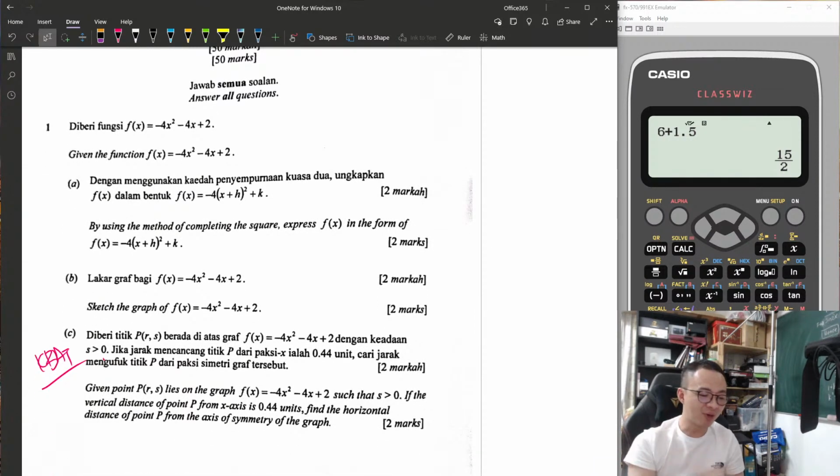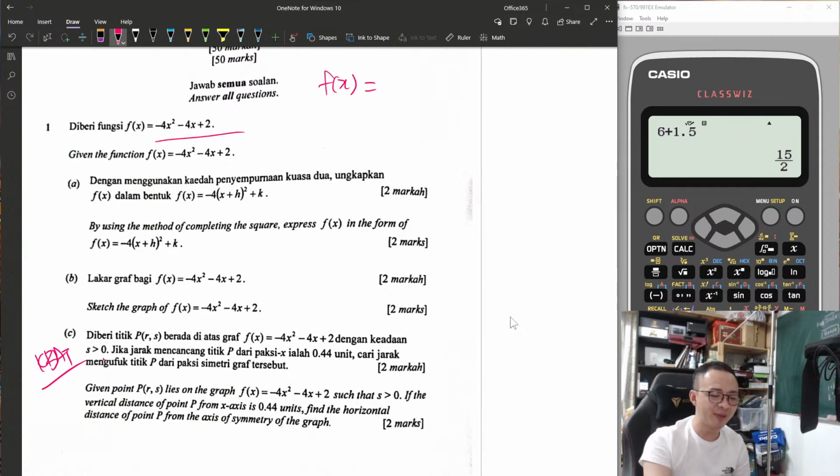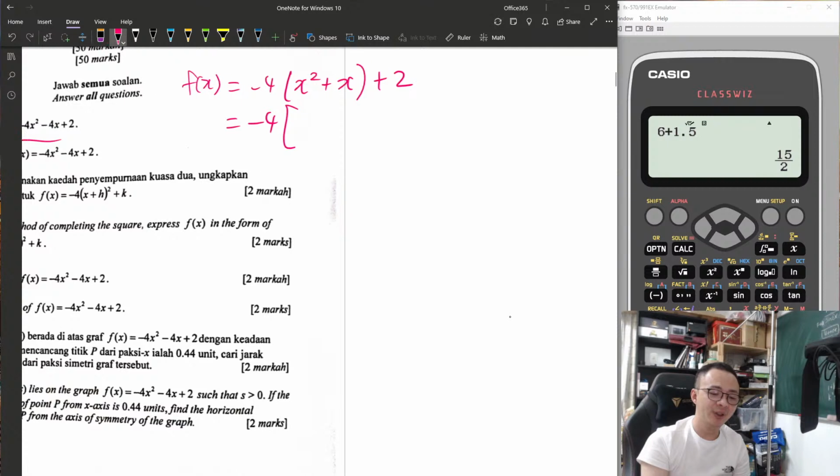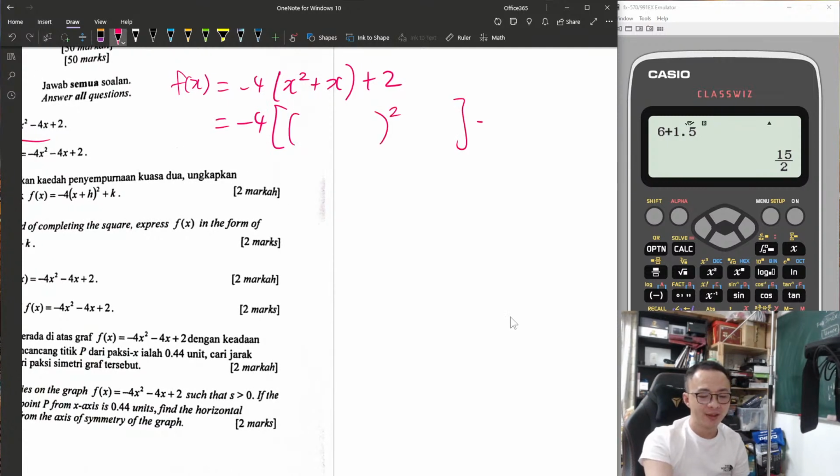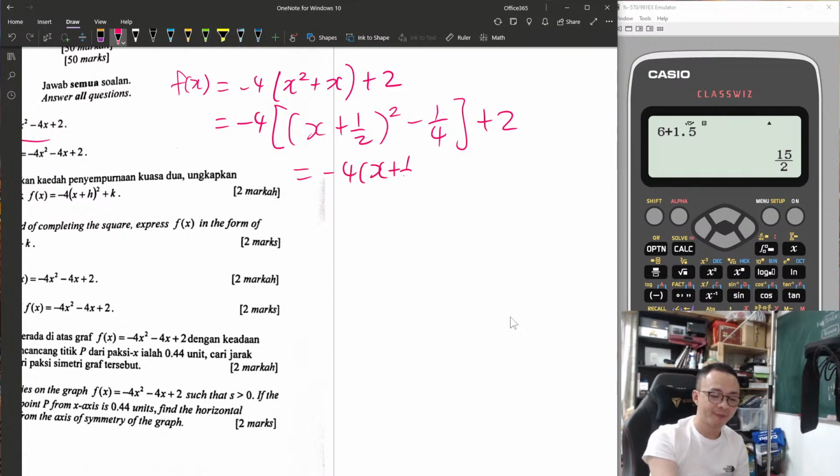Okay, complete a square. Yeah, I'm very good in completing a square, so I have no worry here. Take out the negative 4 from the first two terms. So negative 4, take it out. I still have the x squared plus x plus 2. Then here I want to form some bracket square and plus 2. So this is x plus 1 over 2. Then here minus 1 over 2 squared, which is 1 over 4. Alright, then I multiply negative 4 into both of them, into this one and into this one. So it becomes plus 1, plus 2. Done.